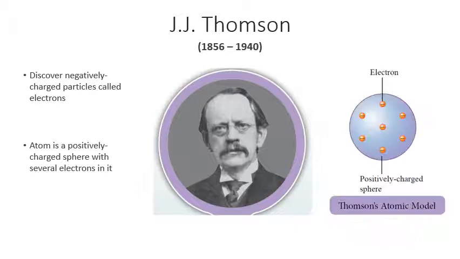So this is the second atomic model, from J.J. Thomson, 1856 to 1940. He discovered negatively charged particles called electrons. The atom is a positively charged sphere with several electrons in it. The electrons are here, as shown in the orange color, and the blue one is the positively charged sphere. So this is Thomson's atomic model. We can say that he found the electron.